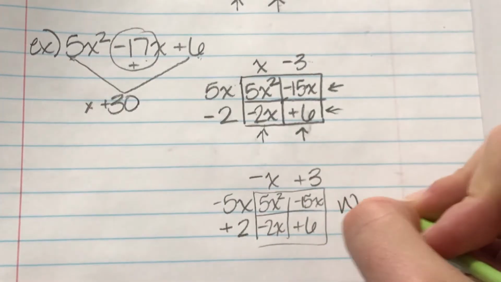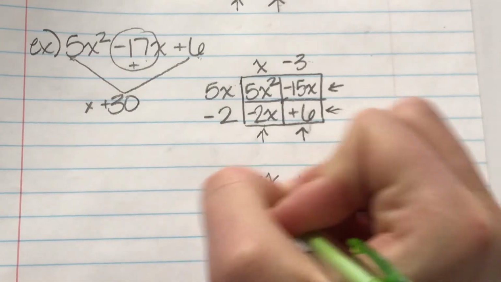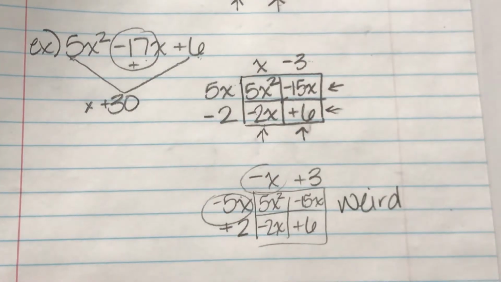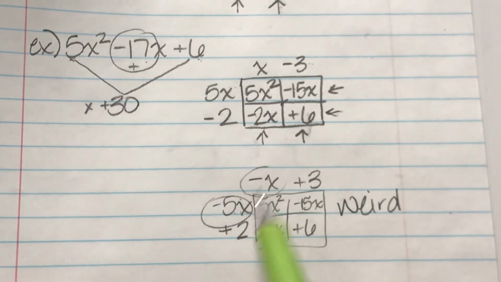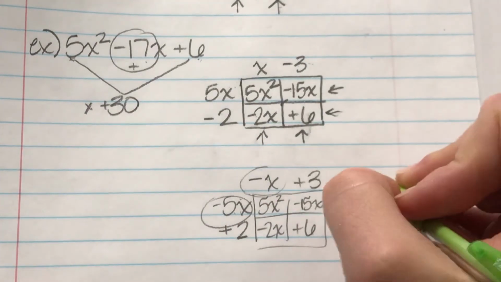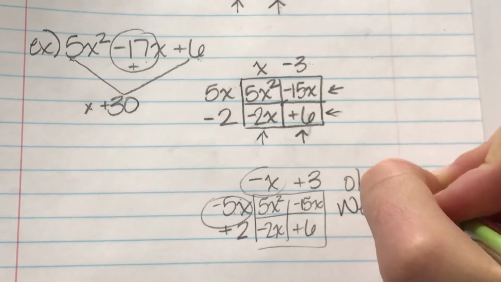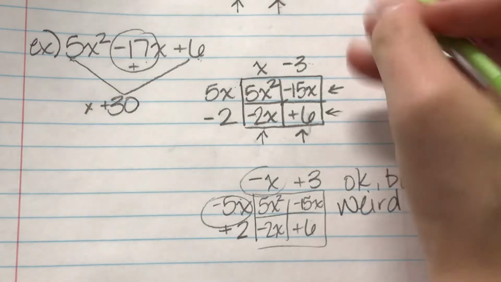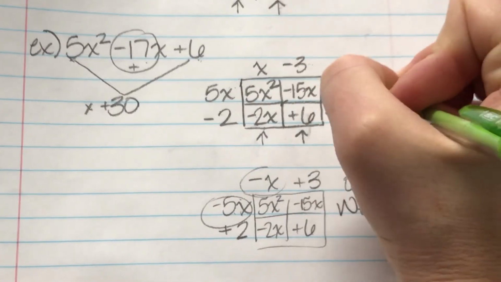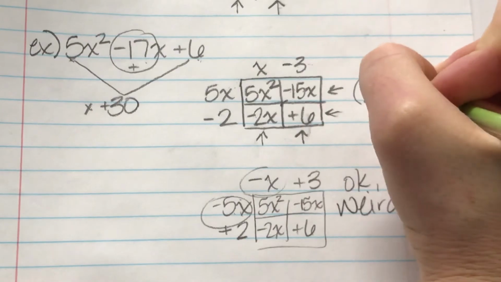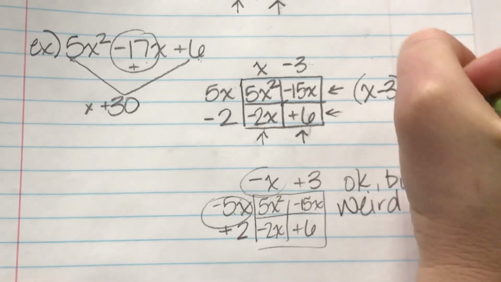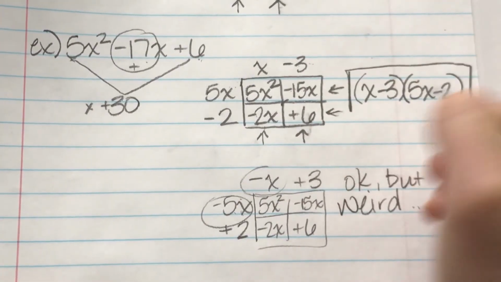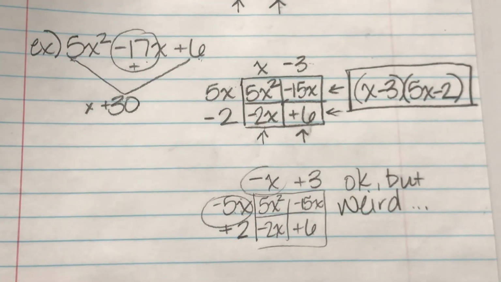So this is technically okay. It's just weird. We don't usually see the negatives on the x values. We more want positive x's and negative numbers. It's technically okay, but weird, okay? That's not a pattern you see, and you won't see that typically as an answer choice. So there are your answers: x minus 3 times 5x minus 2. All right, I hope that helps. If you're struggling with the homework, good luck.